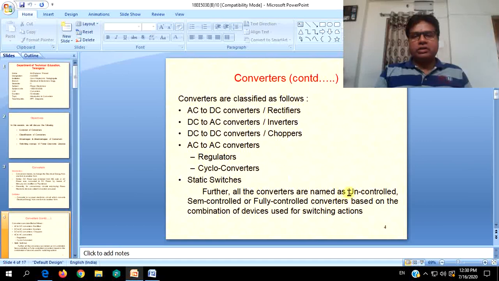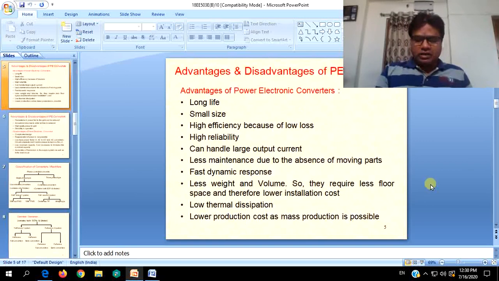If only diodes or other uncontrollable devices are used, it is an uncontrolled circuit. If a combination of diodes and SCRs are used, or other controllable devices are used, it will be called a semi-controlled converter. And when a converter consists of only controllable devices, all the power electronic devices being controllable, it is called a fully controlled converter. These things are the broad classification. Then we will go through the actual types and different things in the following slides.